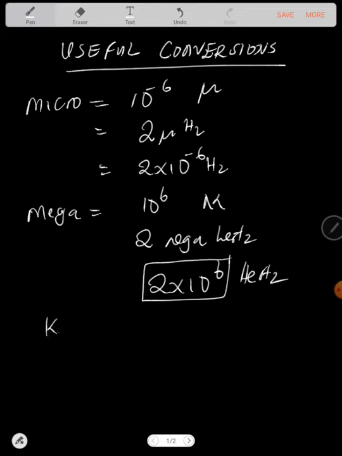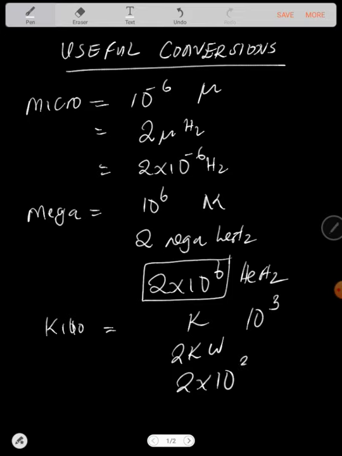Another one is kilo. The symbol is K. Kilo means 10 to the power 3. So it's the same as if I have 2 kilowatts, for example. This is the same as 2 times 10 to the power 3, which is the same as 2000. So kilo just means 1,000, so 2000 watts. These are some of the things that you must know.